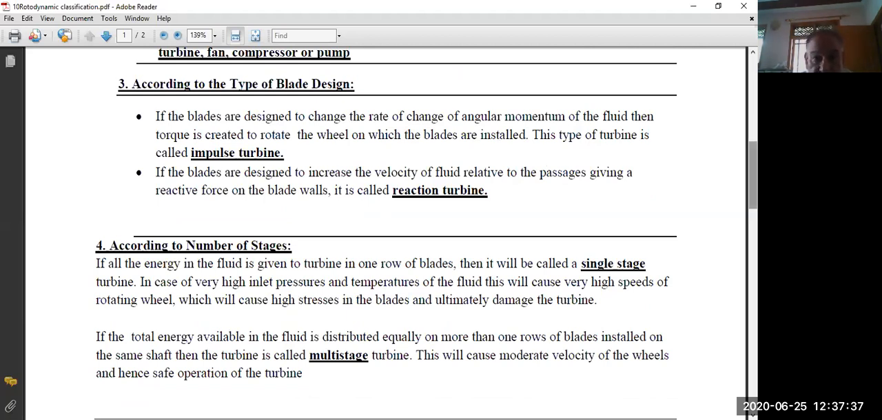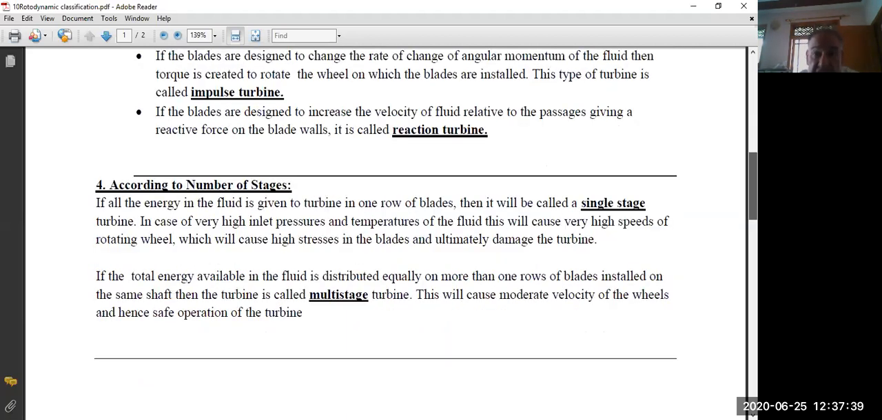So, a reaction turbine means there is a difference in relative velocity at inlet and outlet, and this difference causes a reactive force, and this reactive force causes rotation. That's what is called a reaction turbine. Actually, all gas turbines and steam turbines, particularly steam turbines, are designed like half impulse and half reaction. Such turbines are called 50% reaction turbines.